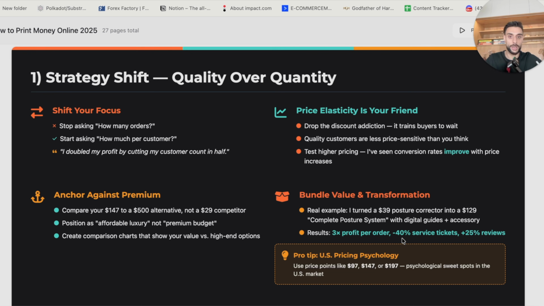So they don't care about your deals. They don't care about your sales. They care about the product. I want you to start comparing your $147 product as an example to a $500 alternative, not a $29 competitor.